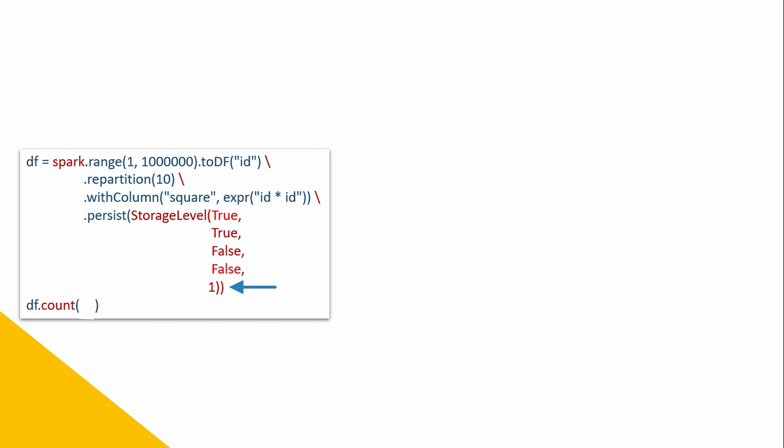The last one is the replication factor. I am setting it to 1 because I do not want to cache multiple copies of my data. If you set this value to 3, Spark will cache 3 copies of your data frame partitions. All those 3 copies will be cached on 3 different executors.